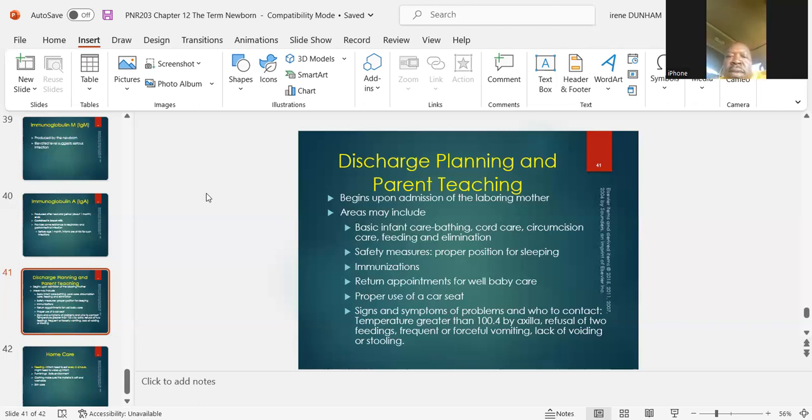Return appointments. We want to make sure that they make their pediatrician appointment because they got to take these babies in for their well baby care. Because a baby could be doing okay in the hospital, but then get home and mom's overwhelmed and maybe she's not taking care of the baby like she should and she got no help. Baby's not eating, baby's not gaining weight. You got problems. Okay. And then you want proper use of a car seat. I tell you, no, they don't go home unless they have a car seat. And when we take moms down, we look to make sure they have a car seat. And you can get car seats free too. You can go to the fire department and get them there.